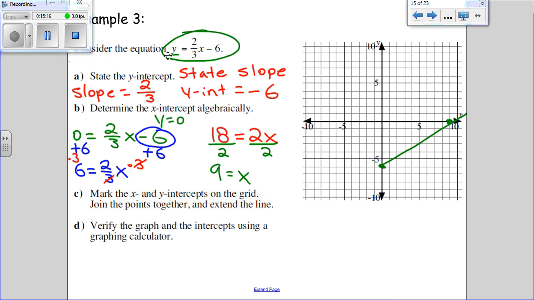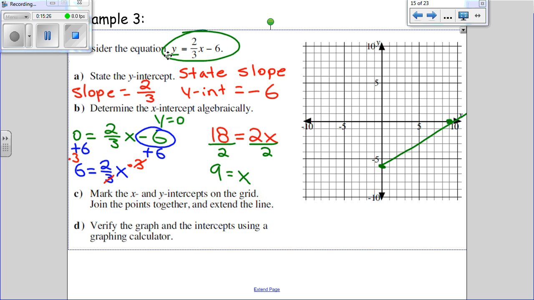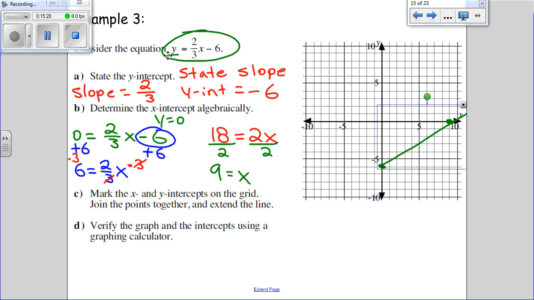I could then use the slope of 2 up and 3 over to see if it would actually lead me to this point that I just found. If we try that, we go 2 up, 1, 2, and 3 over, 1, 2, 3. That's 1 point. I go 2 up, 1, 2, and 3 over, 1, 2, 3. That's another point. 2 up, 1, 2, 3 over, 1, 2, 3. It actually gets to the x-intercept that I calculated. So you can see this is the proper equation. I did do my math properly here, so that is good.